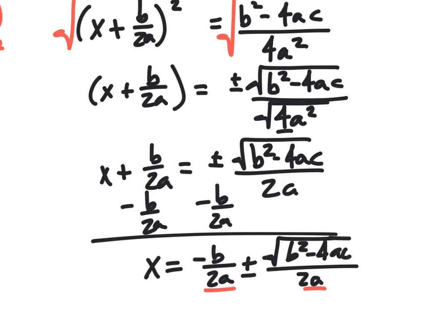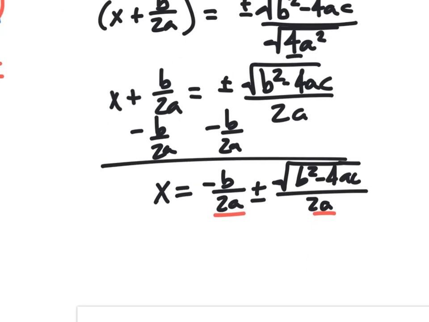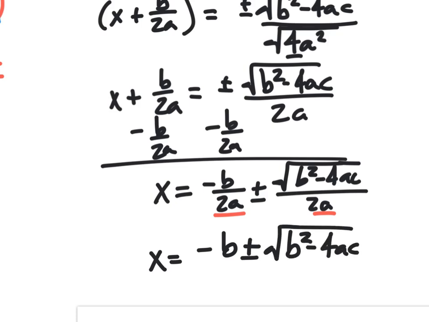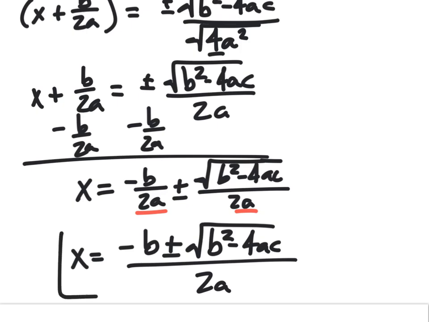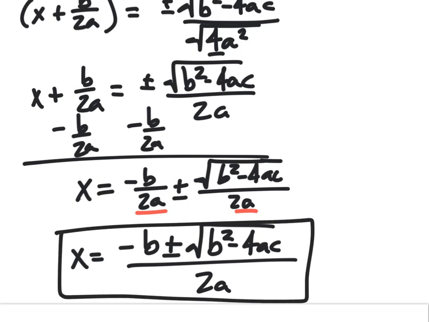Because I have a common denominator, when I solve this for x, I end up getting negative b plus or minus the square root of b squared minus 4ac all over 2a. And this is what x is equal to. Okay, now remember what this is. This, folks, is the quadratic formula. And that's how you get it. You get it by completing the square.